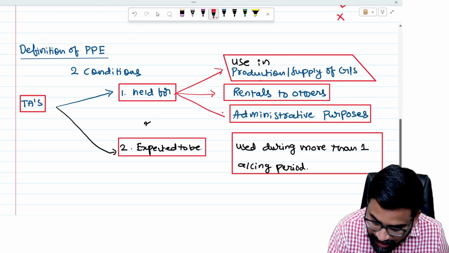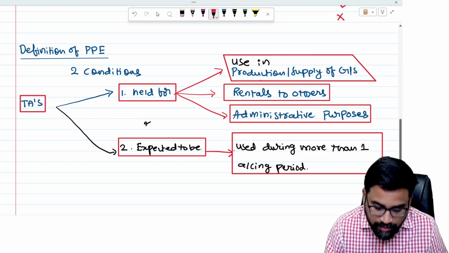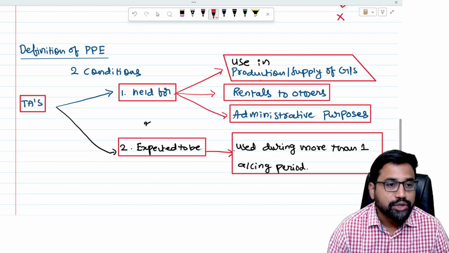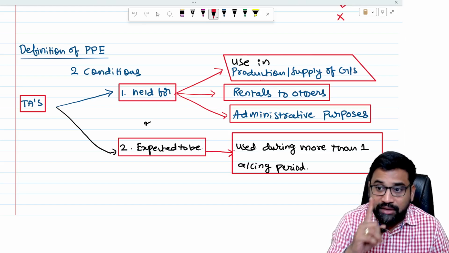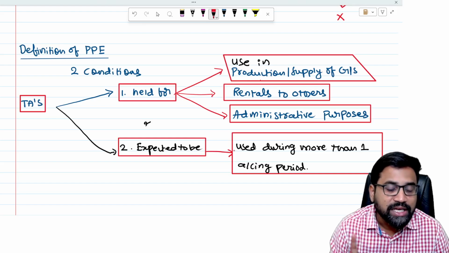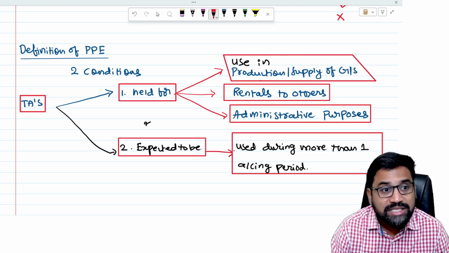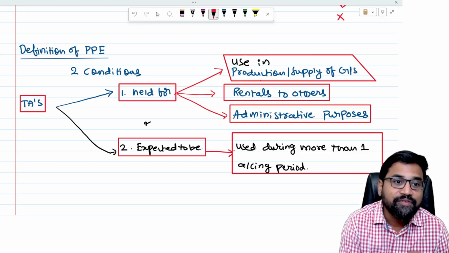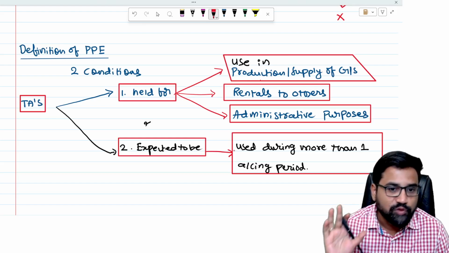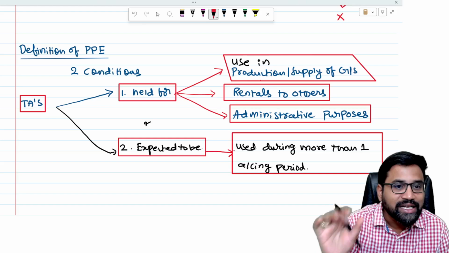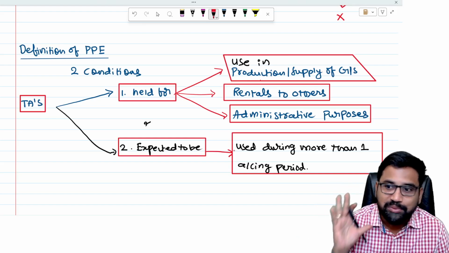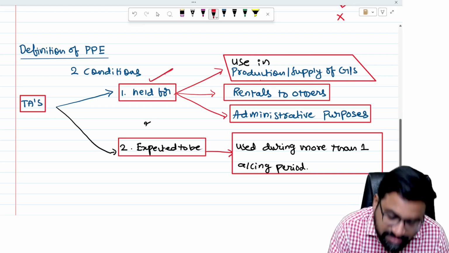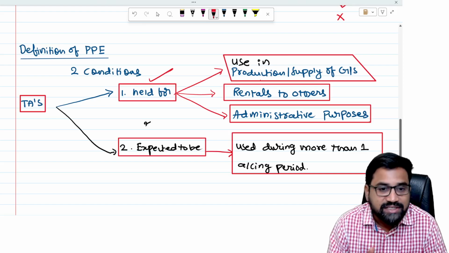So therefore, tell me, in order to become property, plant, equipment, how many conditions are there? 2 conditions. So tell me, first of all, which assets will become PPE? Tangible assets. Whether all tangible assets will become PPE? No, they have to satisfy 2 conditions. One is they are held for use in production or supply of goods or services, or maybe for rental to others, or maybe for administrative purposes. So first they have to fit into the first condition.